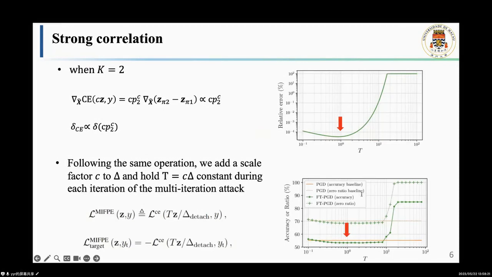Following a similar operation, we add a scale factor C to capital delta and hold T, equal to C times capital delta, constant during each iteration of a multi-iteration attack. This technique allows us to assess the model's robustness with a fixed T value during the whole attack, which we call FTPGD.